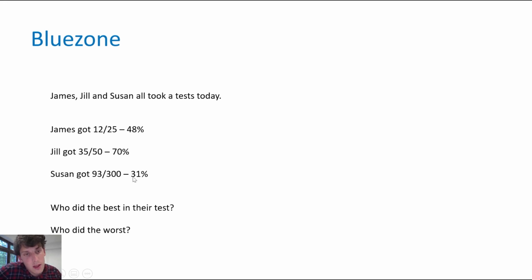So who did the best? Now it's very easy to see. Jill did the best. She got 70%. Who did the worst? Susan. Susan only got 31%. I hope you did this. You should have converted them all into percentages, so out of 100, which means that we can easily compare them.